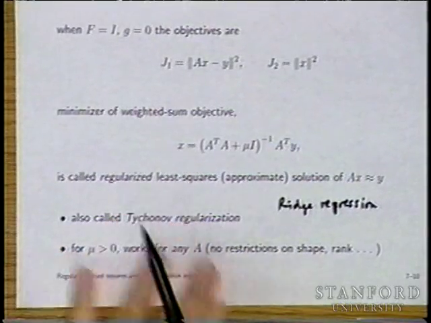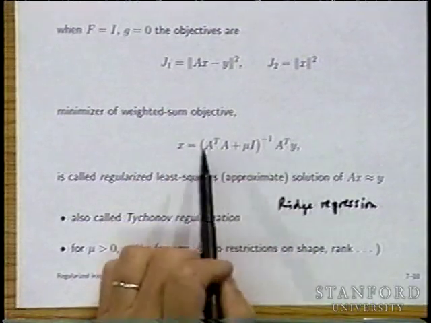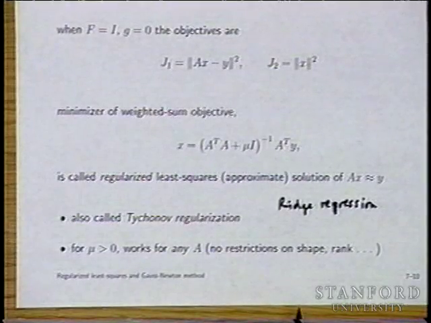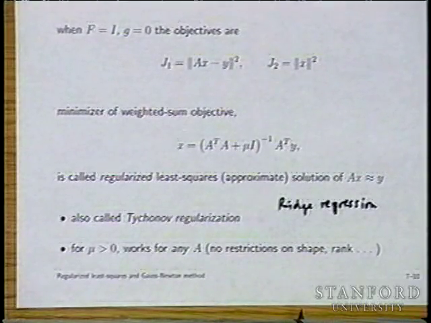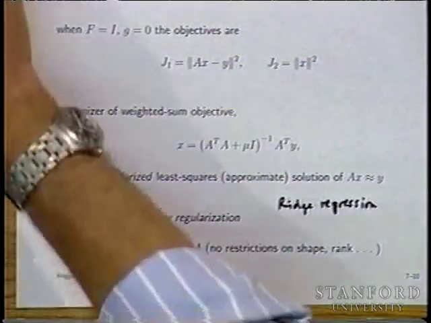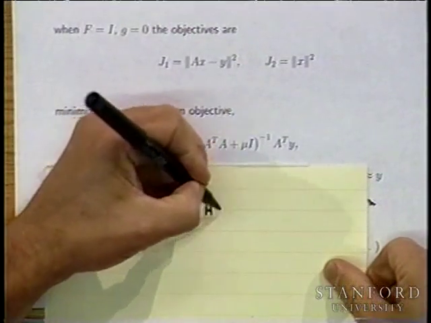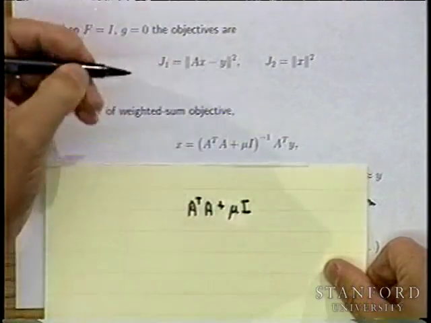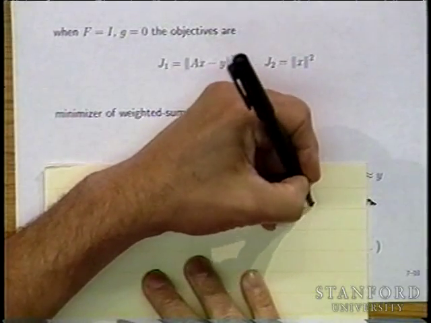Now I'll show you something kind of cool about this. This formula makes sense for any A. Skinny, fat, full rank, not full rank. Okay? Now I have to kind of justify that probably, and so I'm going to. So here's my claim. There's lots of ways to prove this, but I'll do one. I'm going to claim that A transpose A plus mu I is invertible, provided only that mu is positive.